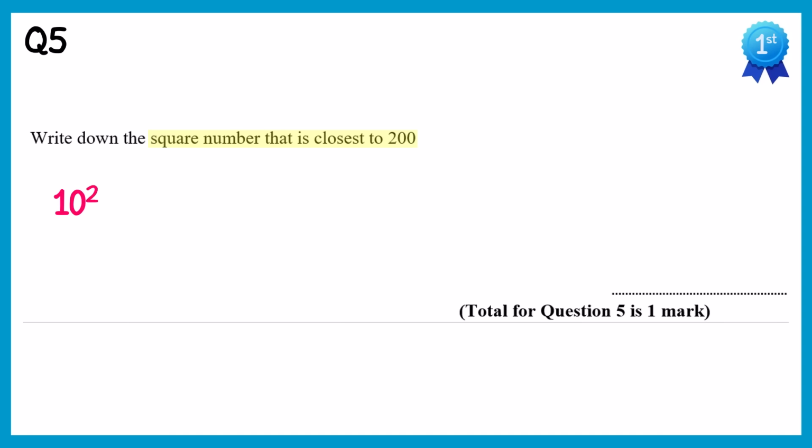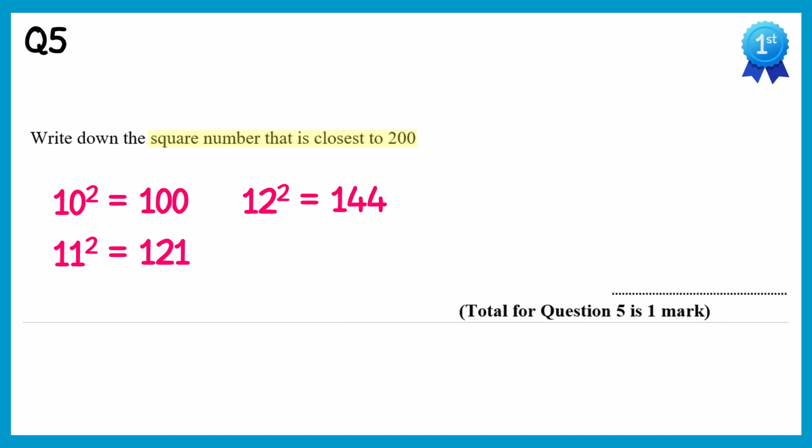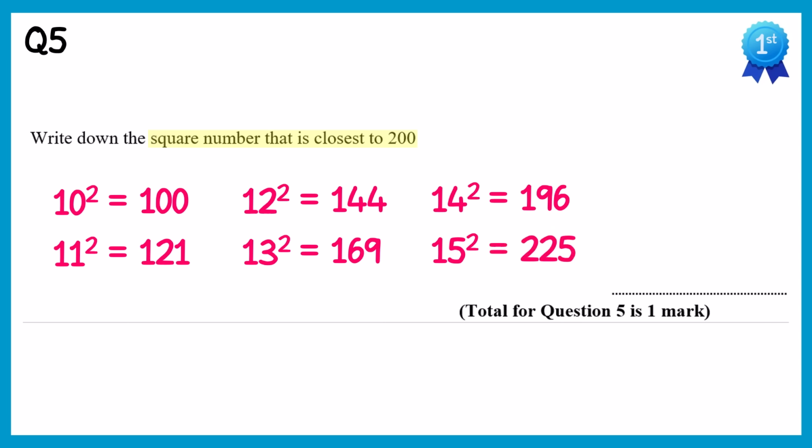10 squared will be 10 times 10, which is 100. 11 squared is 11 times 11, 121. 12 squared is 12 times 12, 144. 13 squared is 169, 14 squared is 196, and 15 squared is 225. So we've now gone past 200, so one of these must be our answer. 196 is very close to 200, it's only 4 away, so that's the answer to this question. It's worth remembering that you have a calculator for this question, and it can do all of those calculations for you.